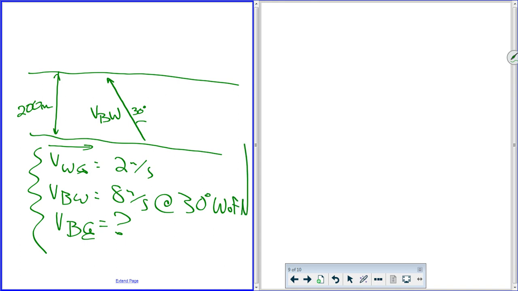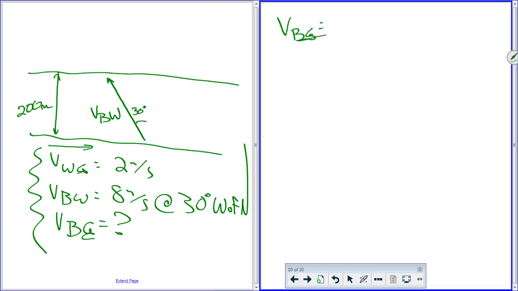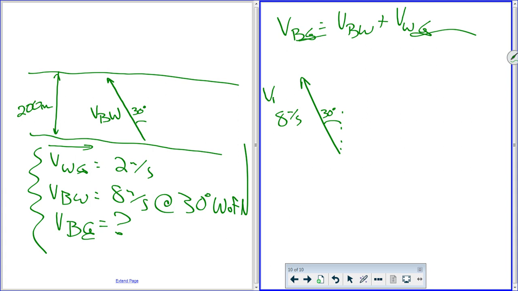All right, so now that I've got this, what's my next step, you guys? Write your equation. Write out the vector equation that's been written up here on the board since forever ago, right? The velocity of the boat relative to the ground should equal the velocity of the boat relative to the water plus the velocity of the water relative to the ground, right? Okay, well, let's see. The boat relative to the water, I need to split that up into components, right? So if we're going this way at 8 meters a second, here's my 30 degrees. This is the velocity of the boat relative to the water.